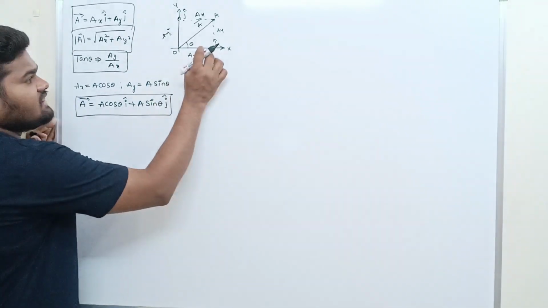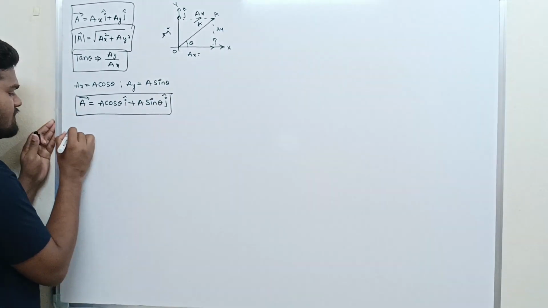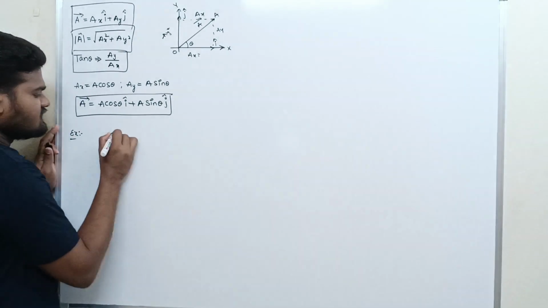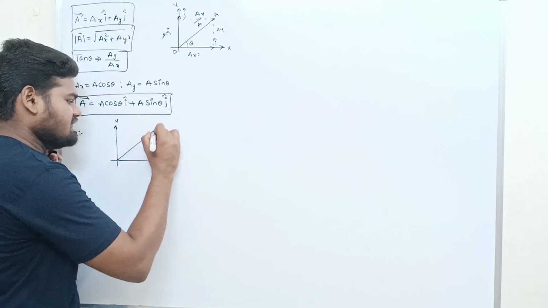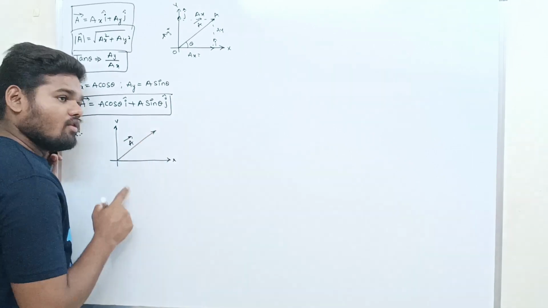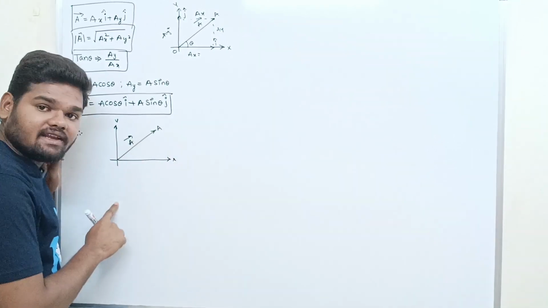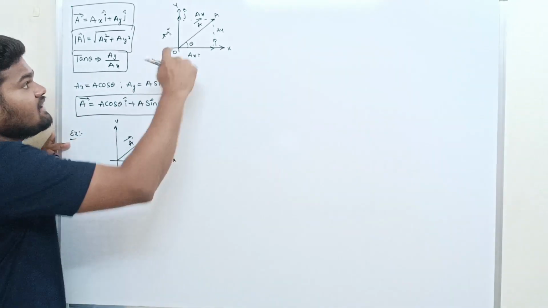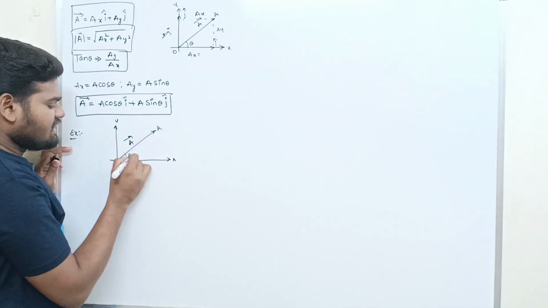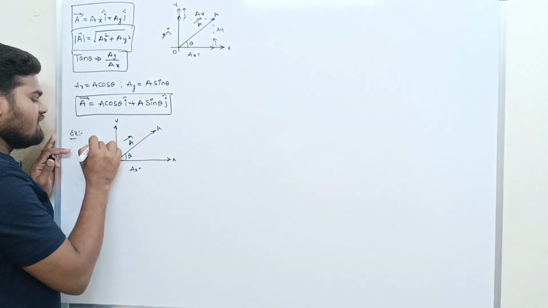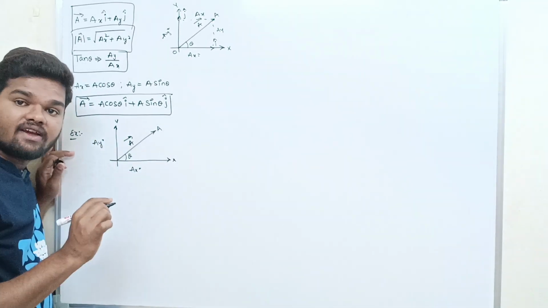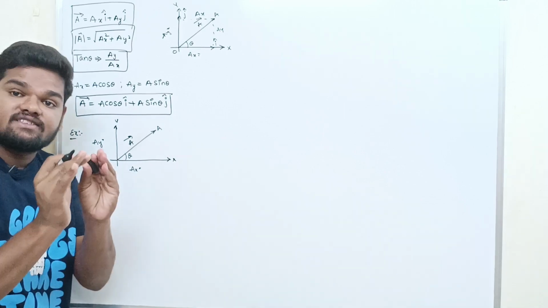Have a look. In this example, I'm taking the same example. In an xy plane, there is a vector called A bar, whose magnitude is capital A. This A bar vector is making an angle theta with the x-axis. Now you want to find the components AX and AY. Then just follow the simple trick.